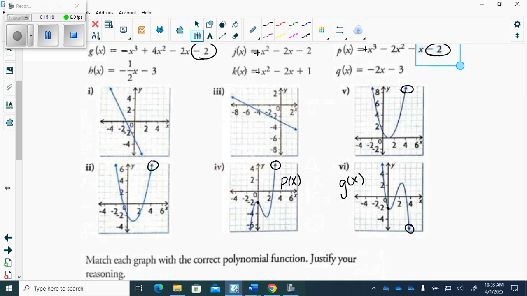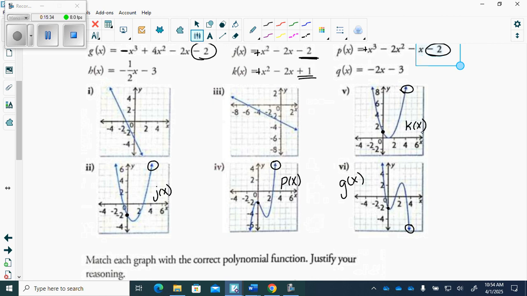Cool. This one has a negative 2 y-intercept, so this one is j of x. This one has a positive 1 y-intercept, so that's k of x.